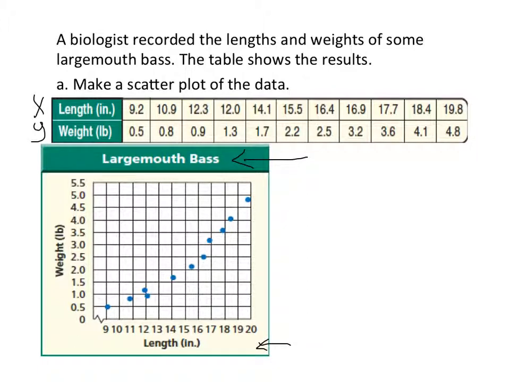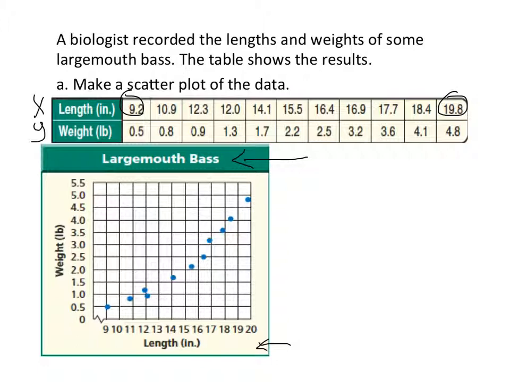Since our graph, of course, in length does not start at 0 or anything close to 0, I'm going to start at 9, which is just below 9.2, and end at 20, which is just above 19.8. You can see that right here. So that gives me my 9 through 20, and my interval is just going to be 1. So there you go. My x-axis is done.